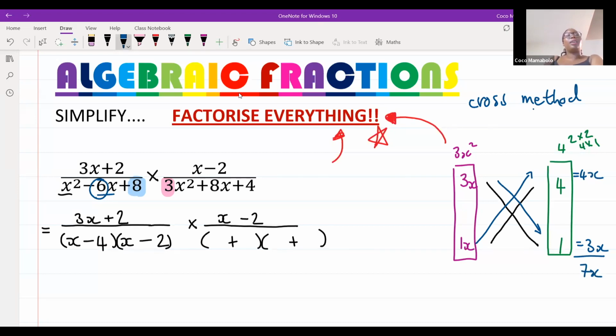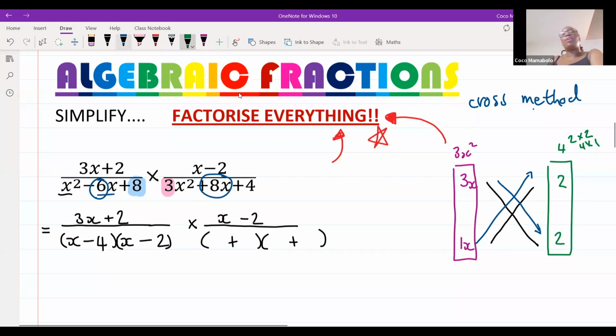That doesn't help me because what I actually want is my middle number. My middle number is 8. Okay, it's 8x. And 7x, 8x, no, it's not working. So maybe let's not use 4 and 1. Maybe let's use 2 and 2, and let's see if 2 and 2 will work. So I'm going to put 2 here and 2 there because 2 times 2 is also equal to 4.